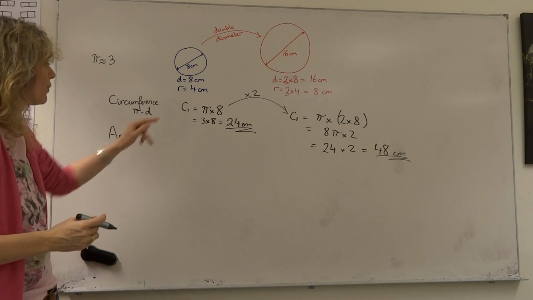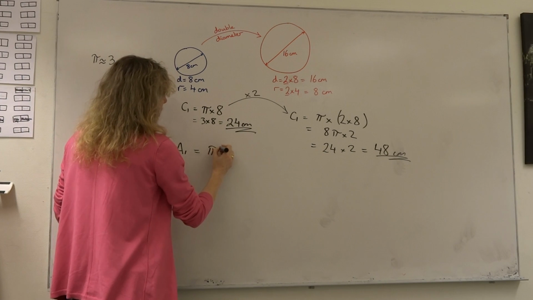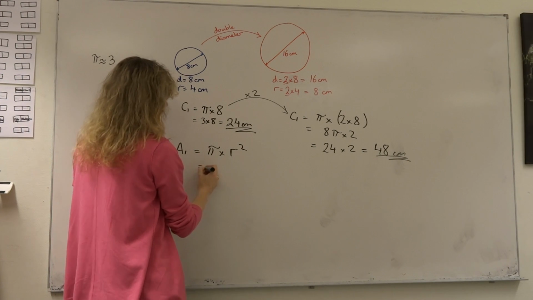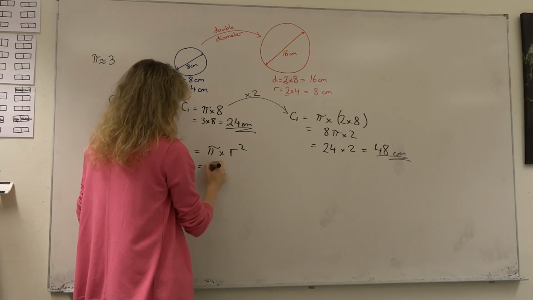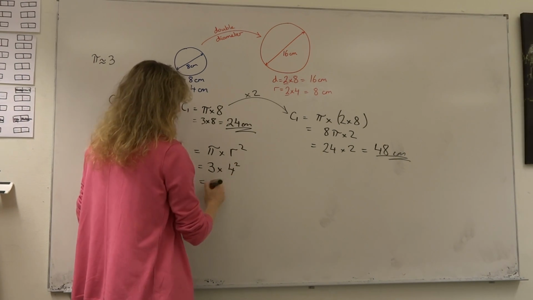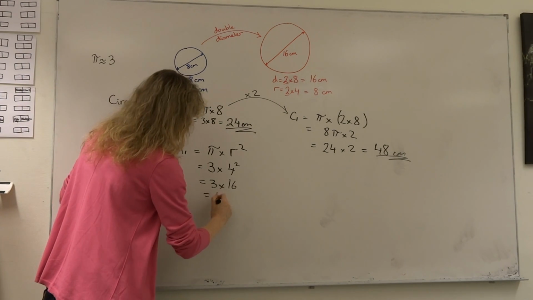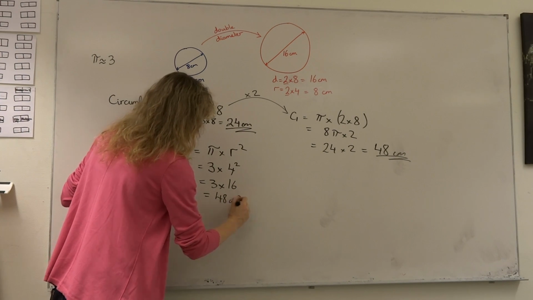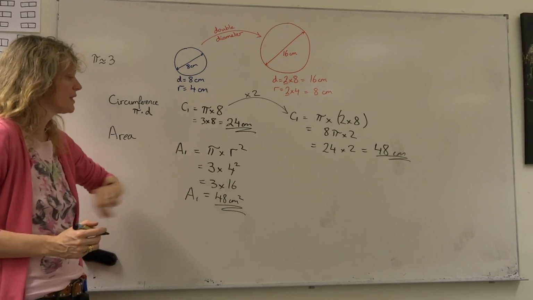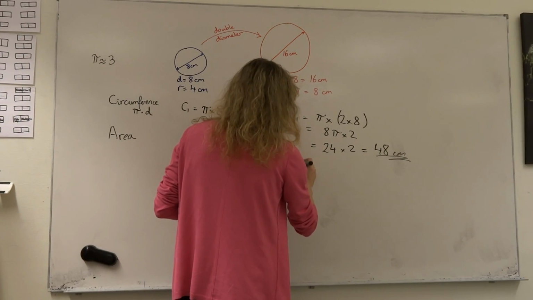Let's look at the area then. Well, to calculate the area of circle 1, we use our formula pi times r squared. We know that the radius here is 4, so we'd have 3 times 4 squared, which would be 3 times 16, which is 48 centimeters squared. So the area of circle 1 is 48 centimeters squared. What happens with the area of circle 2 then?